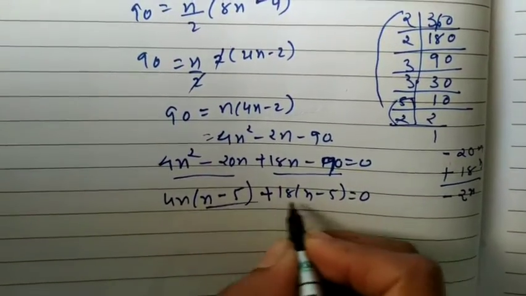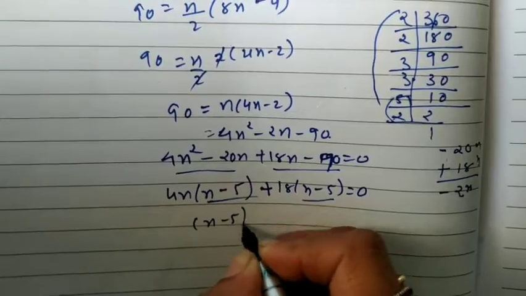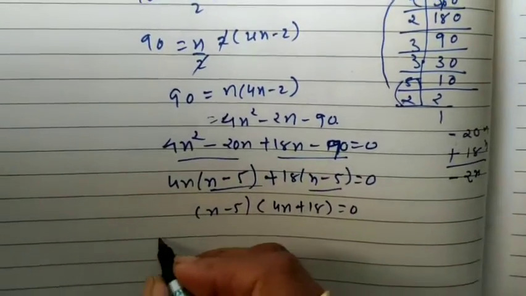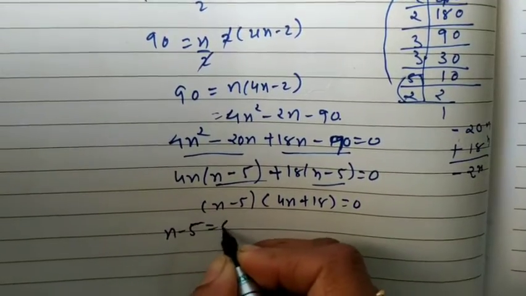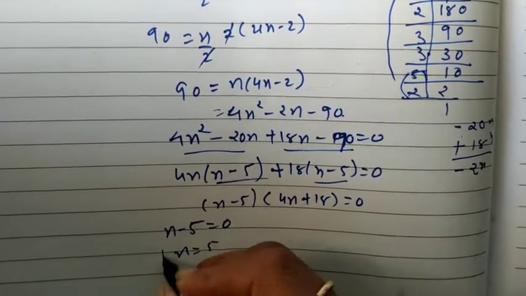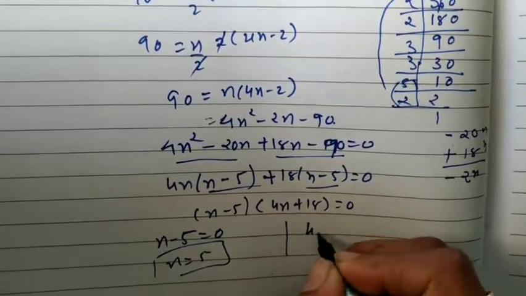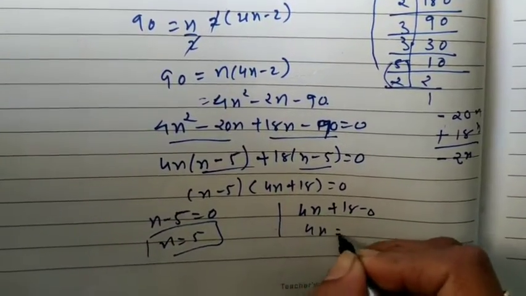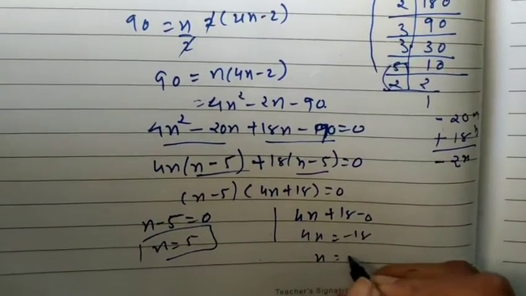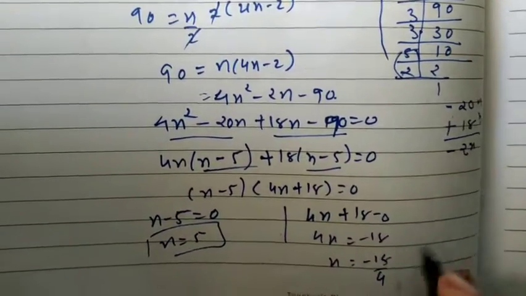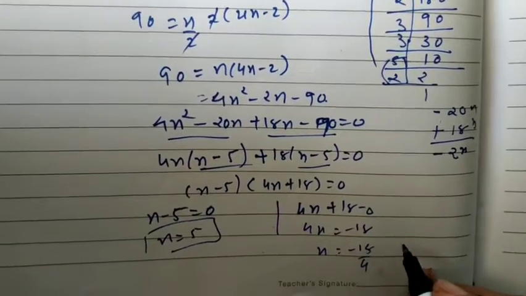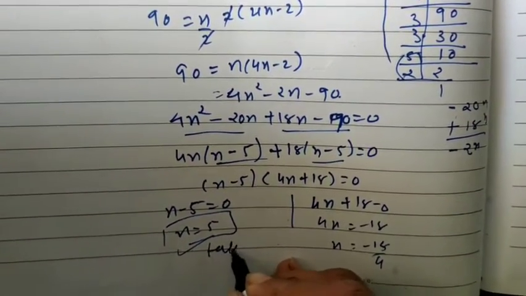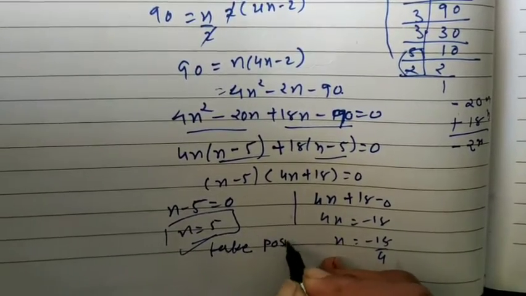So we got two brackets, one is n minus 5 and in another bracket 4n plus 18 is equal to 0. Let us compare each with 0. So n minus 5 is equal to 0, so n is equal to 5 we are getting. And here if we compare 4n plus 18 is equal to 0, so 4n is equal to minus 18, so n is equal to minus 18 by 4. Okay. So a negative value of n will not be possible, which means we will consider this. So take the positive value.